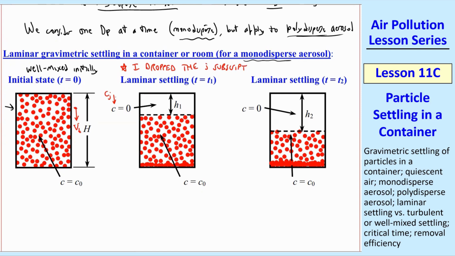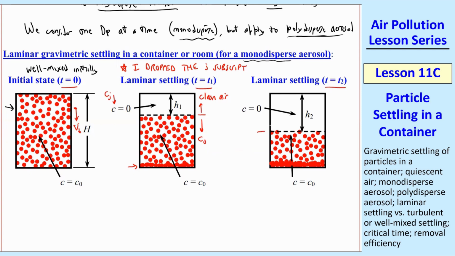Well, the particles start falling, and you end up with kind of an interface here where everything above here is clean air, and everything below is still the same concentration that we had, C naught. These particles start settling to the floor also. This is at t equals 0, first one, and then the next one's at some time t1, and then sometime later, this interface has moved down even further.